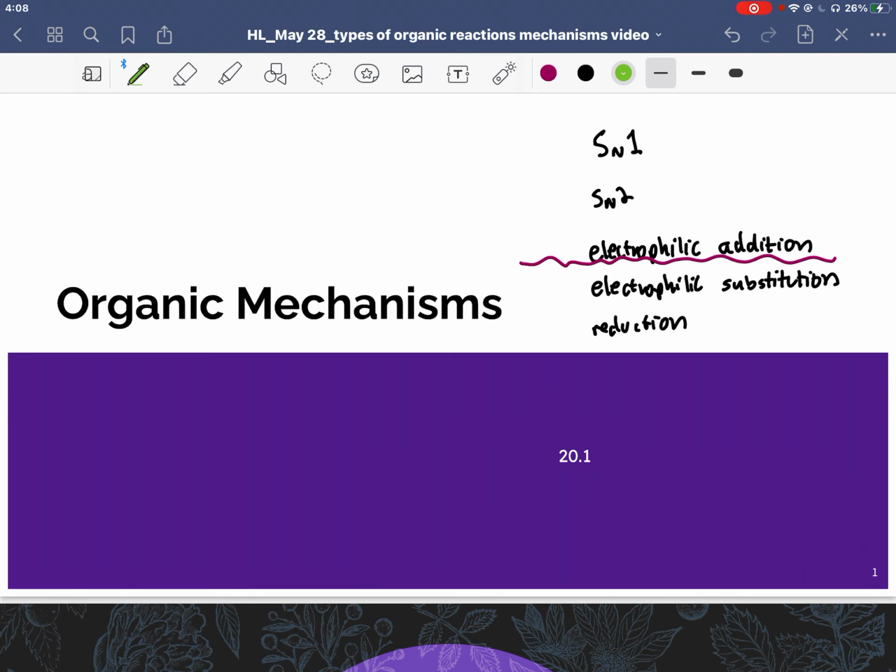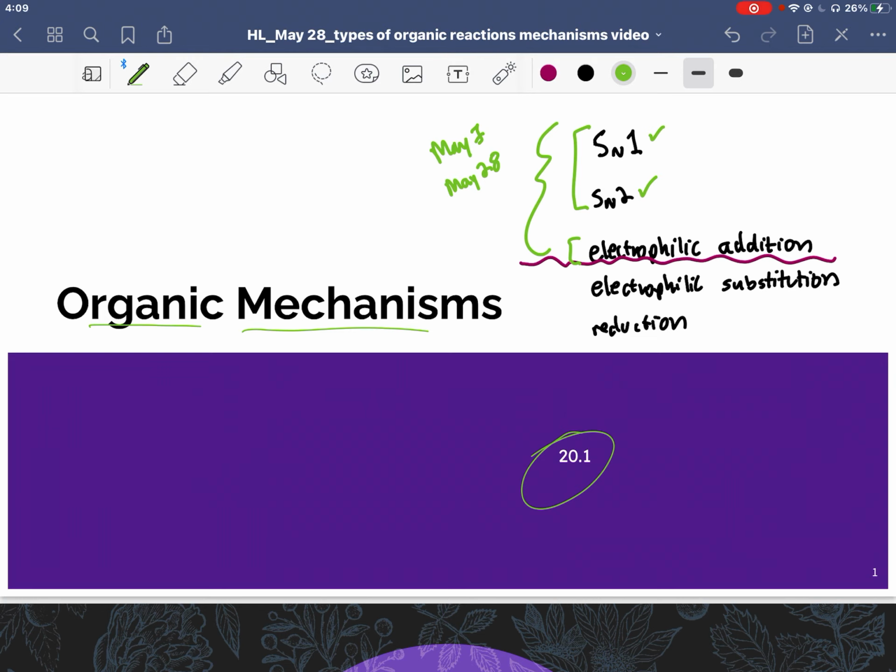All right, let's jump into it. What are we doing today? We're doing organic mechanisms, reviewing what you need to know from 20.1 in HL IB chemistry. So I'm going to go through the mechanisms that you need to know: nucleophilic substitution, SN1, SN2, and electrophilic addition. We did these between May 7th and May 28th, those two high-level sessions. These are the ones that you need to know for the 2021 school year.